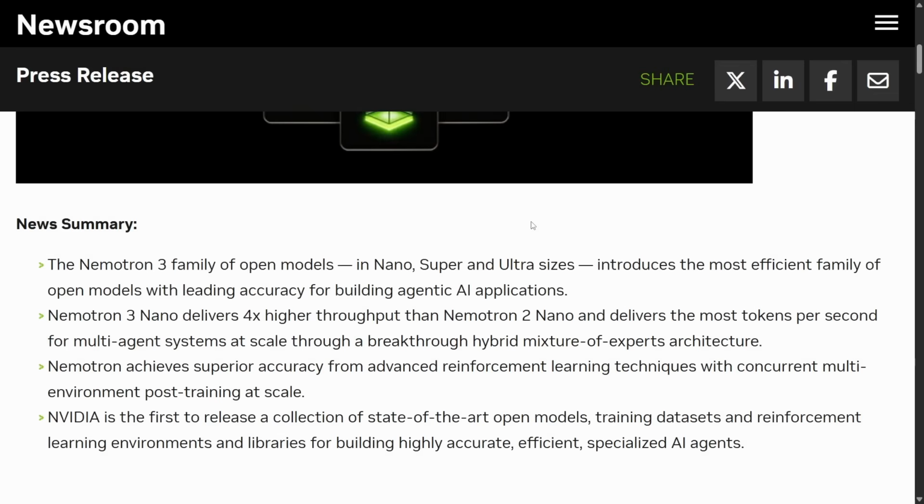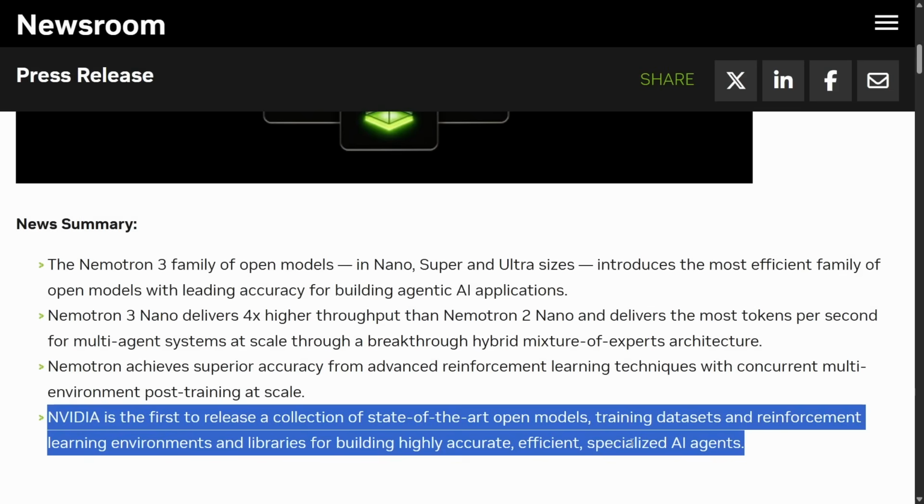Today we're going to be looking at the Nano one because you can actually run that locally on your own hardware. Now, it is more than just an open model. NVIDIA are also releasing some training data sets and some reinforcement learning environments and libraries that help build specialized AI agents. That's the important thing. If you want to take this model and then specialize it even more, they're giving you the tools to do that. So not just the model, also lots of tools around it.